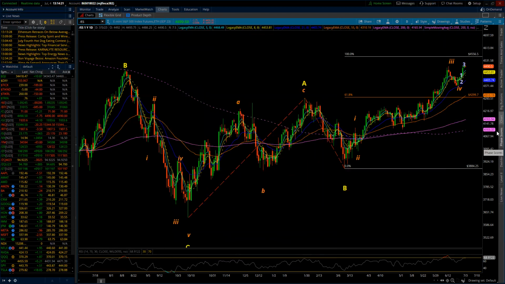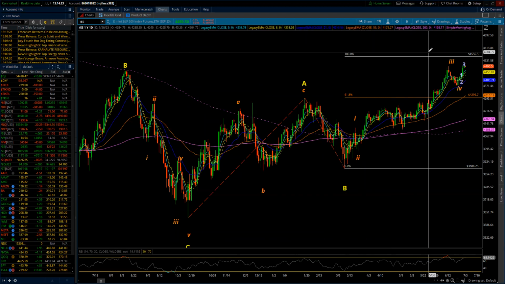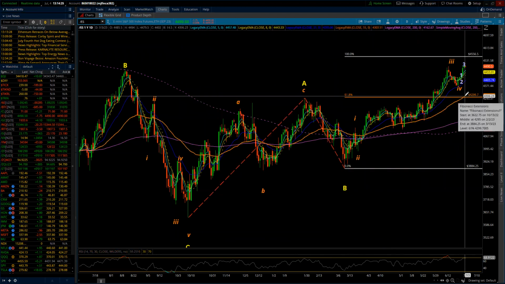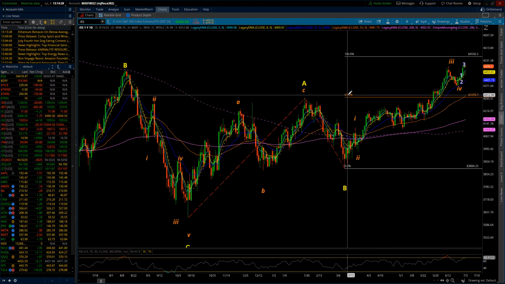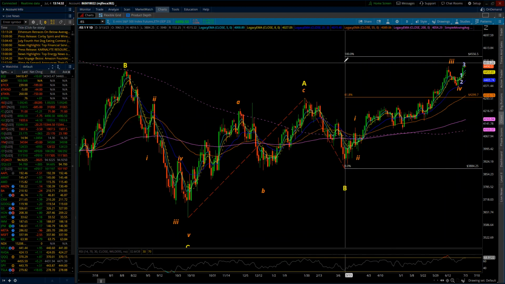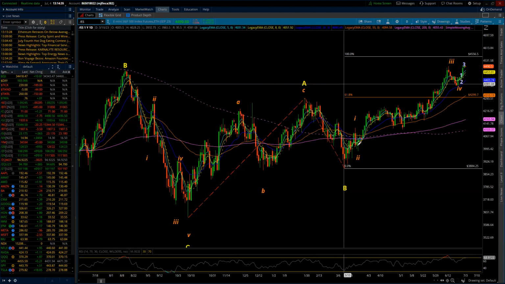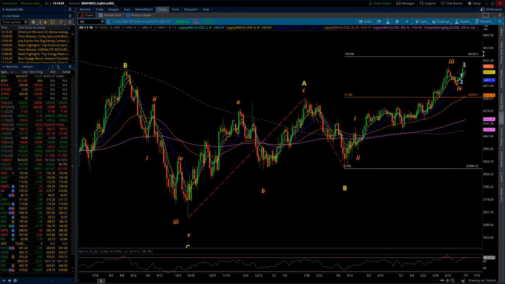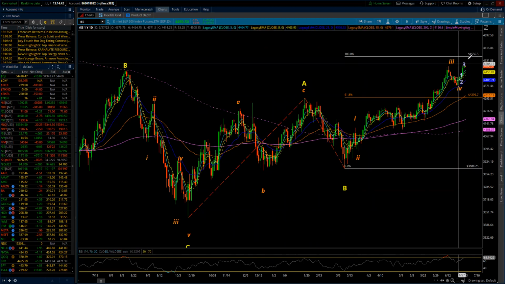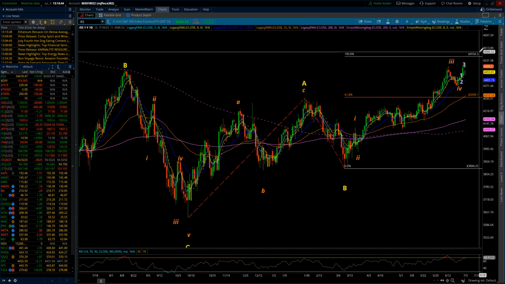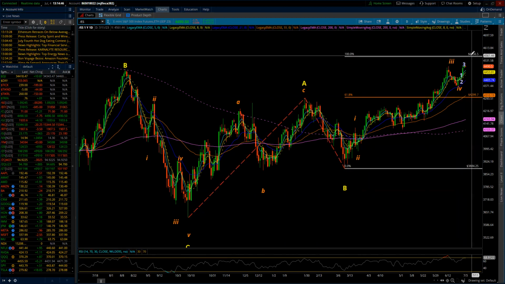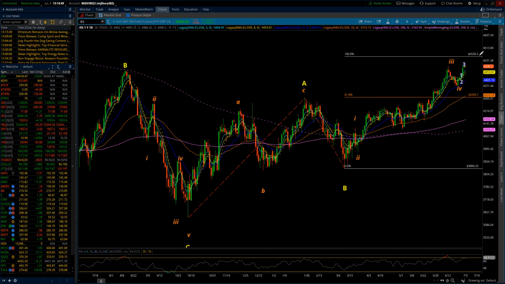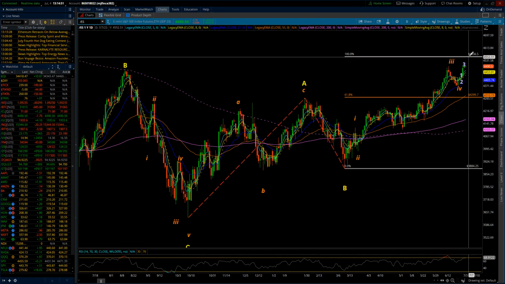So now what we have for intermediate wave C is 0.618, which makes no difference. It's already been taken out a long time ago. What would come up next would be equality, where wave C would be equal to wave A, and that comes in at 45.56. So we still have about 75 points up there. And we're at 90, so it's about 60 points that we still have to rise.